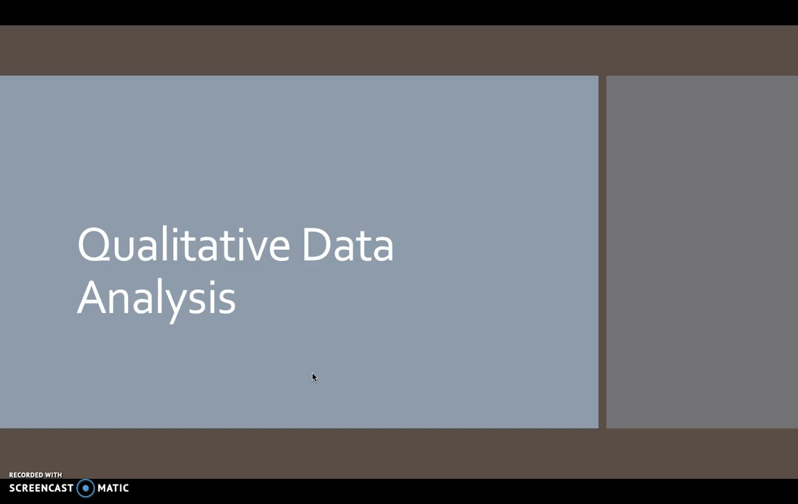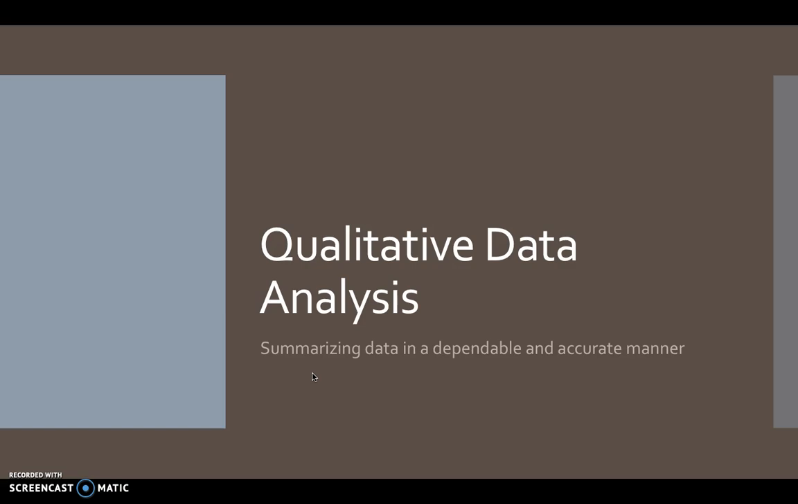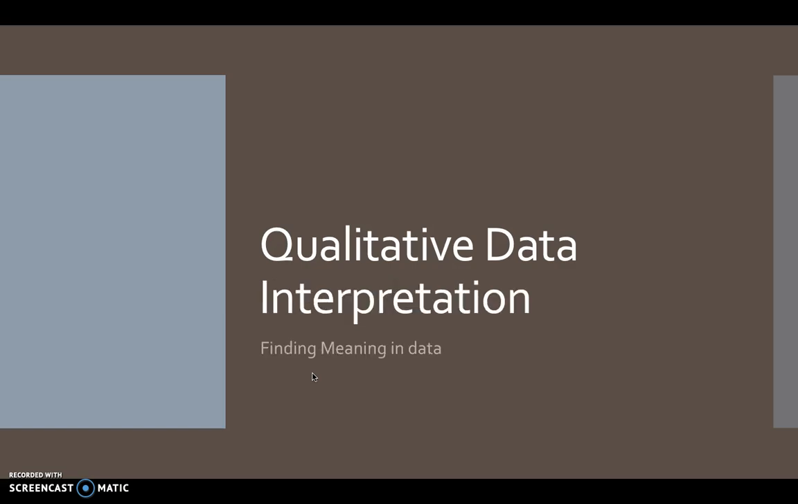And I wanted to talk a little bit about the qualitative data analysis process as well. Qualitative data analysis means that you summarize data in a dependable and accurate manner. And any researcher or anyone who's going to review your work will hold you to this. They'll expect you to follow a systematic process in analyzing your qualitative data. And you're going to interpret the data as well, and that's trying to find meaning in the data.